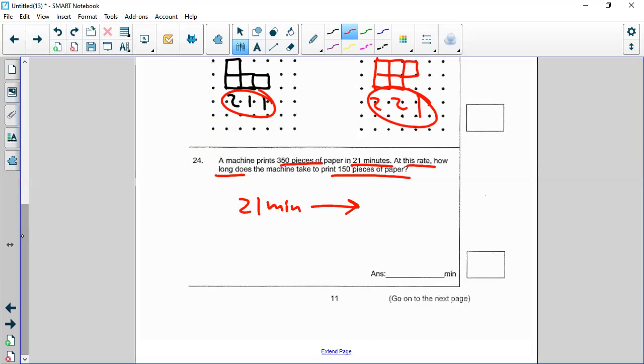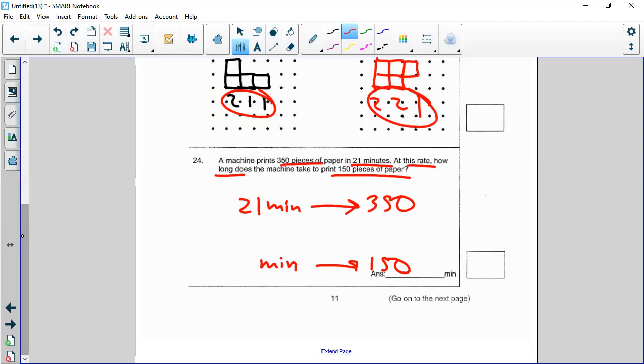Anyone who never shows the arrow will find yourself confused, not knowing how to continue. 21 minutes is 350 pieces. If I have 150 pieces, how many minutes will that be? Method: jumping. Okay, jumping method.